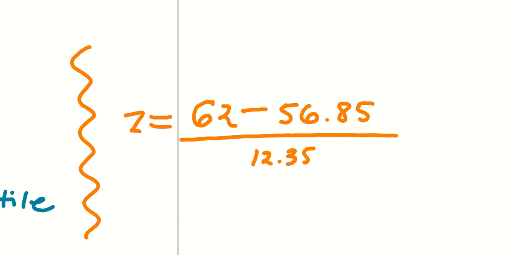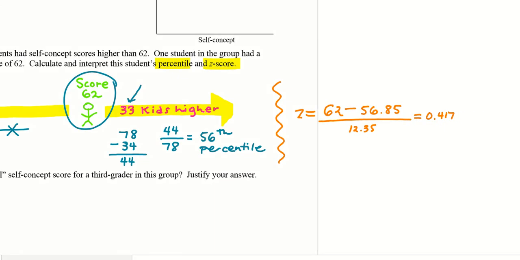Our z-score is 0.417. I'm not done because you have to interpret it like we did the interpretation for percentile. The interpretation for a z-score is just on average. This student is scoring almost an entire half of a standard deviation above the mean. Where did I get a half from? Well, 0.4 is close to 0.5. If you want to be very precise, you could say he is 0.4 standard deviations above the mean. That's your interpretation.